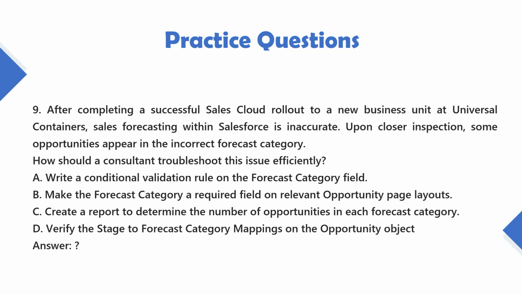A. Write a conditional validation rule on the forecast category field. B. Make the forecast category a required field on relevant opportunity page layouts. C. Create a report to determine the number of opportunities in each forecast category. D. Verify the stage to forecast category mappings on the opportunity object.